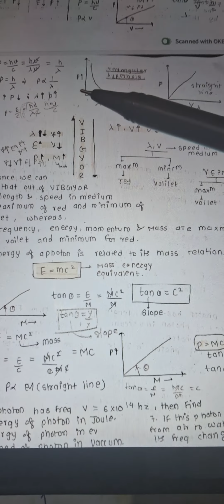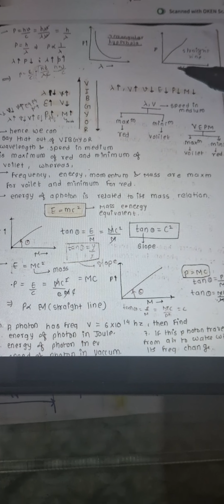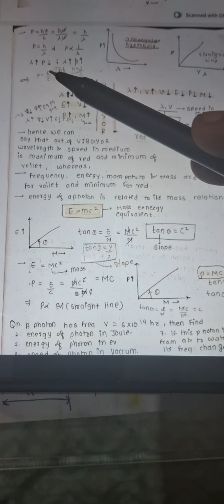Next is, now P is equal to h nu by c. So substituting the value, we have P as h by lambda, or P is equal to h by lambda. So if we draw the graph between P and lambda, that will be a rectangular hyperbola, and the graph between P and 1 by lambda will be a straight line. From here, the inverse relation is there, so we can say that on increasing momentum, lambda decreases, and on lambda increasing, P decreases, because they are in inverse ratio. So we can just say that.